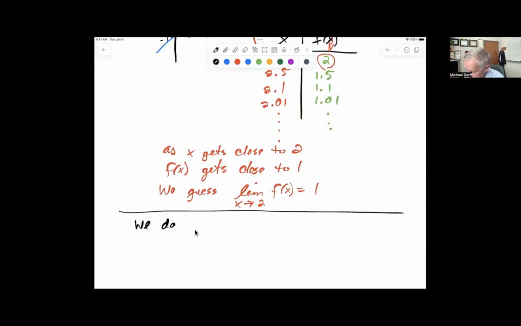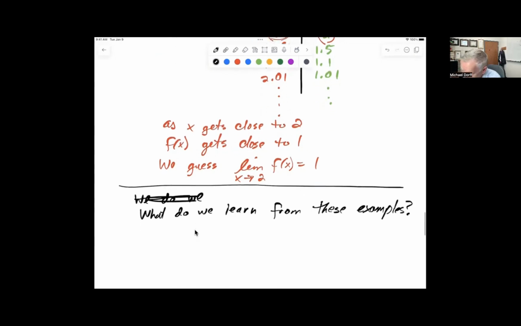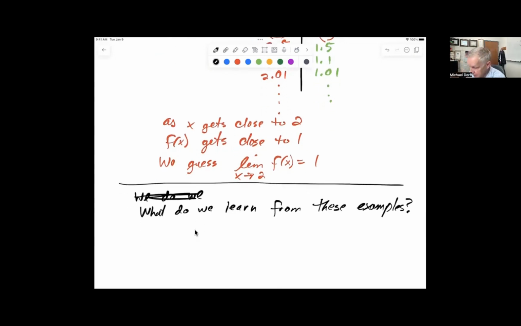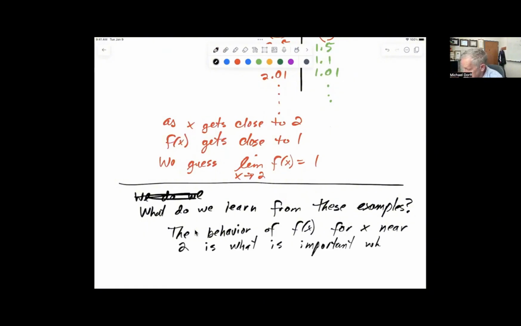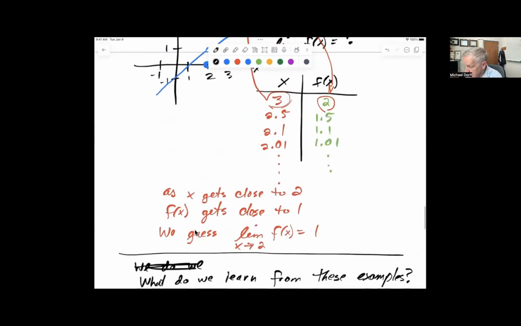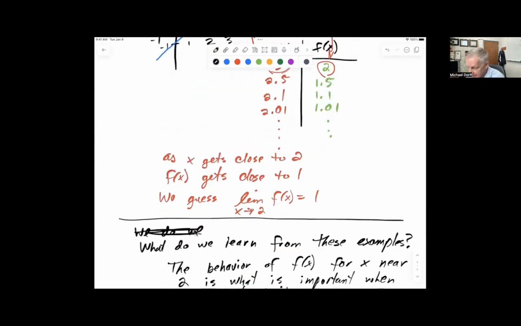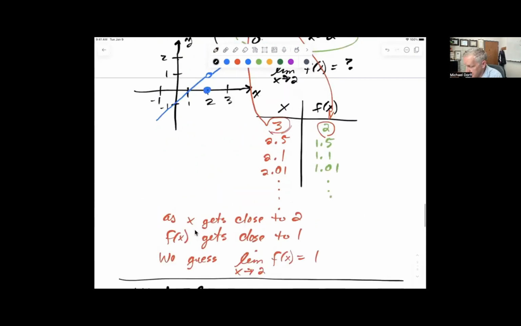So what do we learn from these examples? And this is the main point here. We learn that the behavior of f of x for x near 2 is what is important when it comes to limits. It doesn't matter what happens exactly at 2. What's important is when we get close to 2.